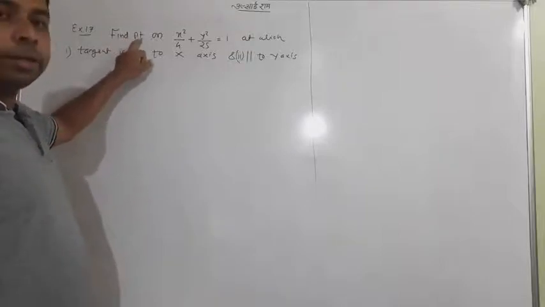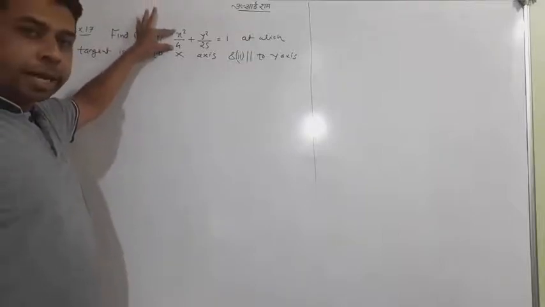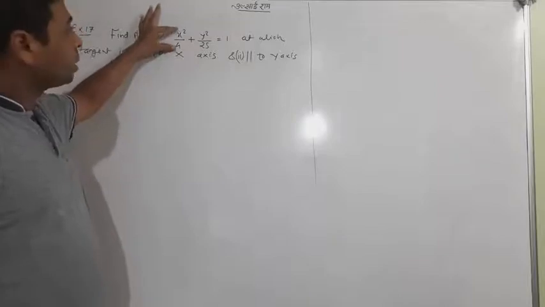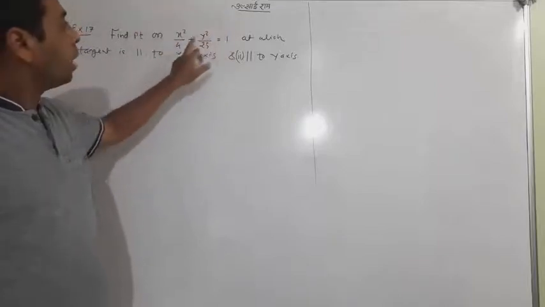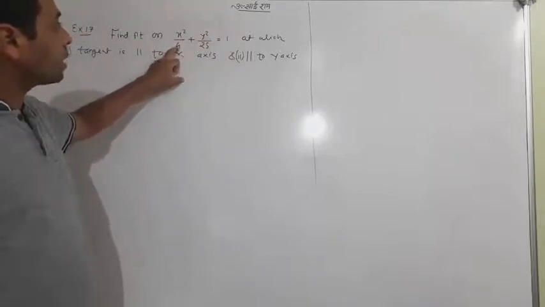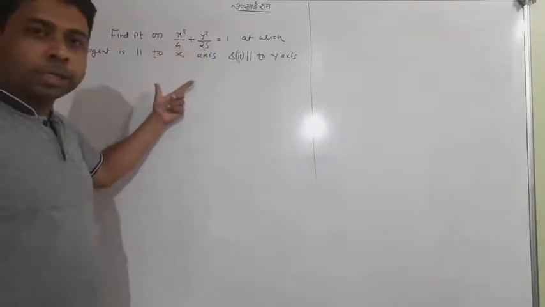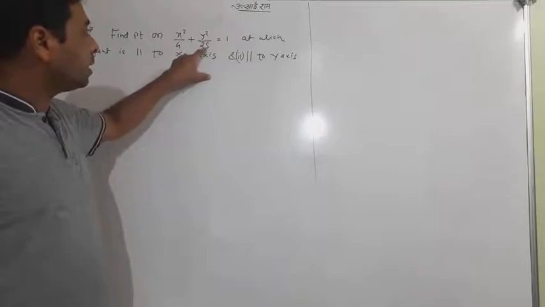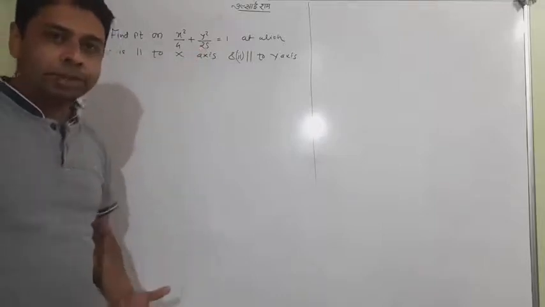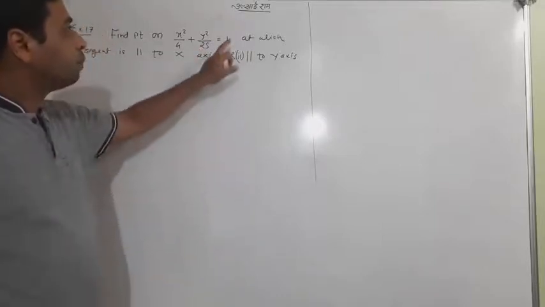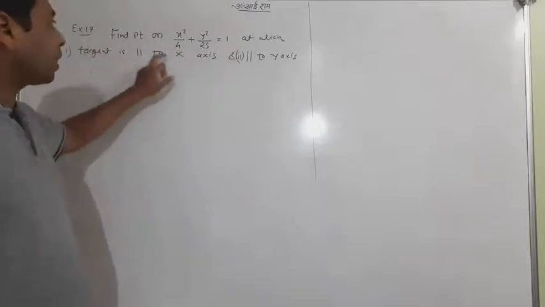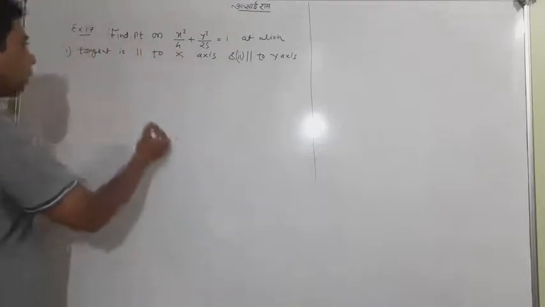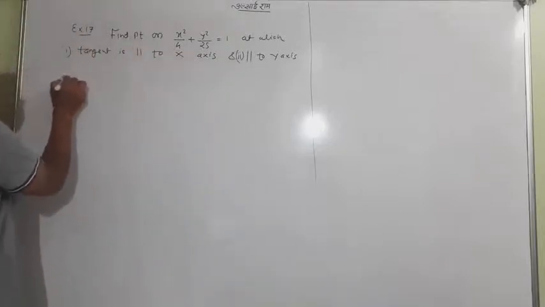Find the point on this. This is actually an ellipse. Here 4 is less than 25. So we know the concept of the ellipse, that whenever this number is less than this, it is a vertical ellipse along the y-axis, at which the tangent is parallel to the x-axis. So what is its meaning? Look, I tell you, the solution.